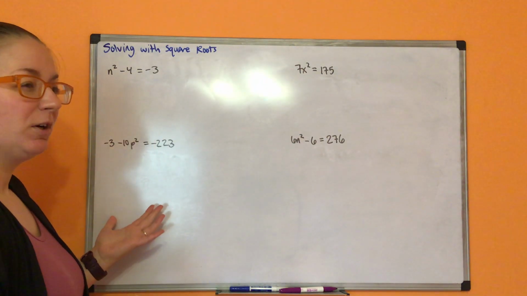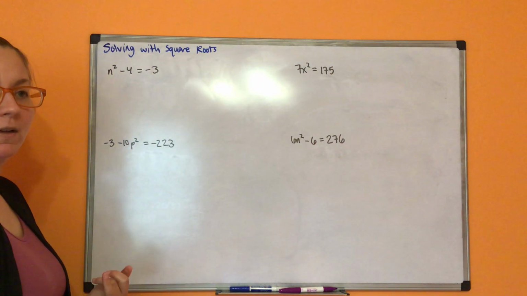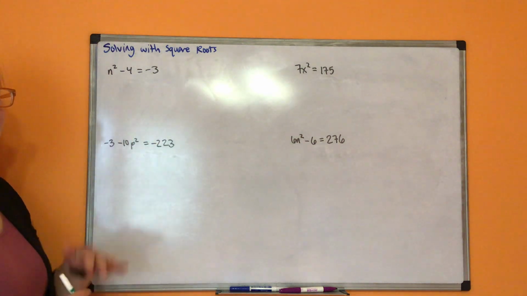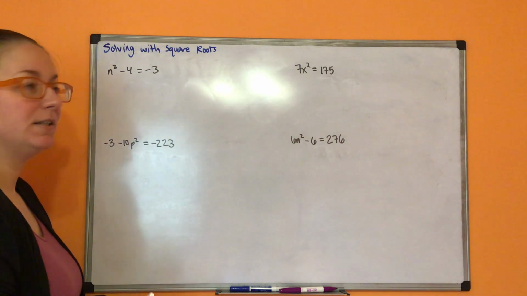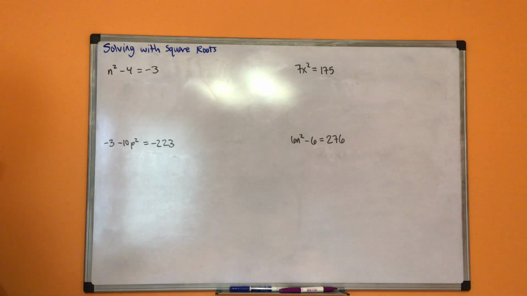This doesn't always work because if you have regular x terms, then you can't do that. You have to use one of the other methods like quadratic formula or factoring. But it's a really slick way to solve things when they work nicely. So all four of these can be solved by taking square roots. The first thing we need to do is get x squared or n squared, whatever it is, by itself.